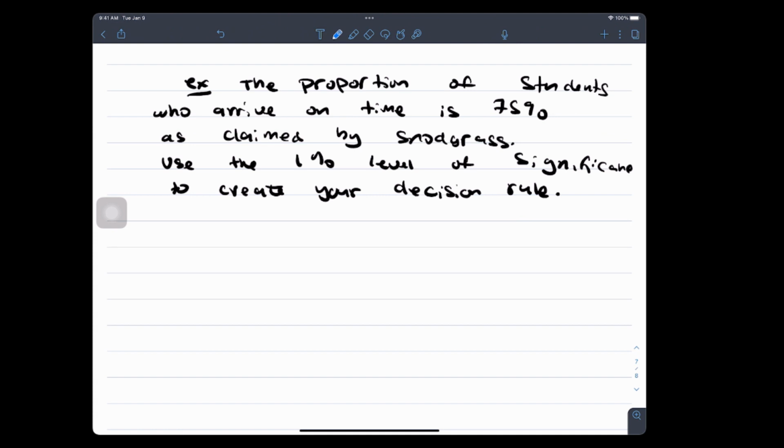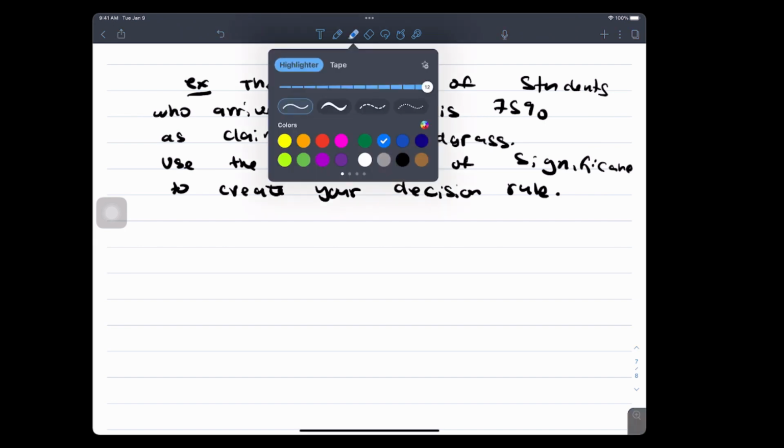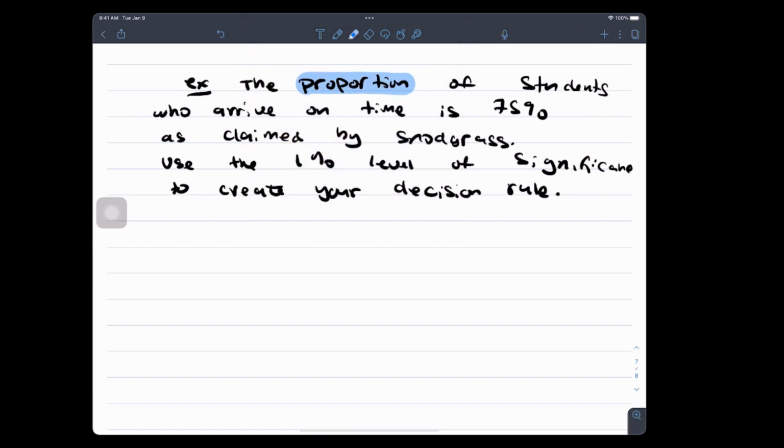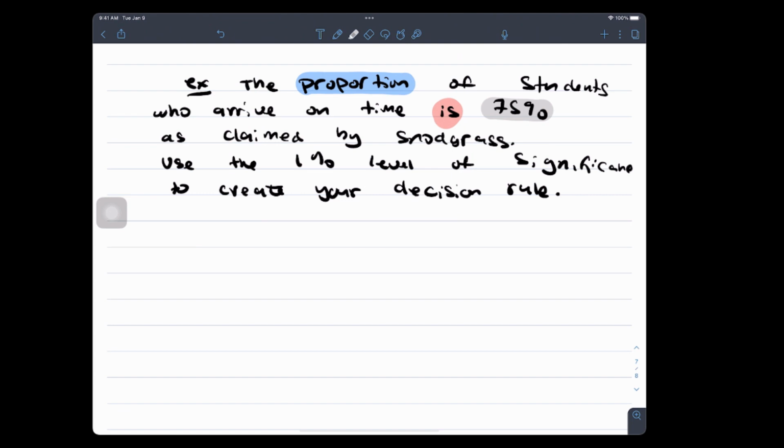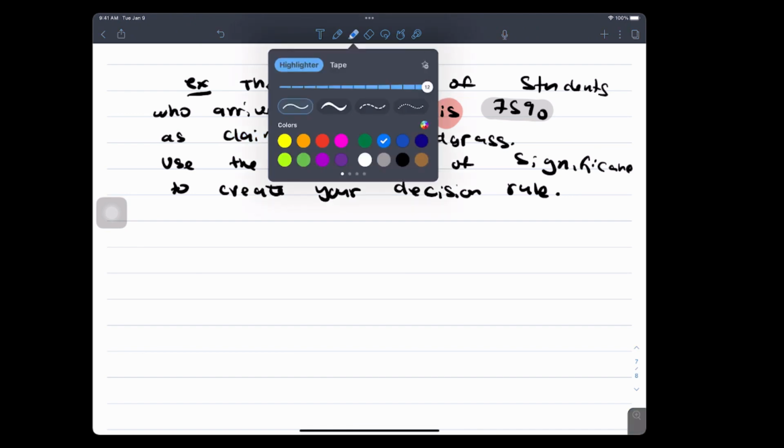Now, the first part is going to be your hypothesis, right? So what is it saying here to you guys? What does it say? The proportion of what? The proportion of students who arrive on time is what? 75%, as claimed by whom? Snodgrass. You guys okay with that? I'm going to put that claim in red. I usually do red.